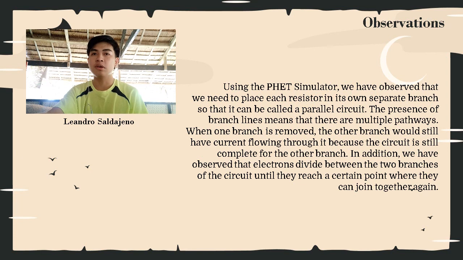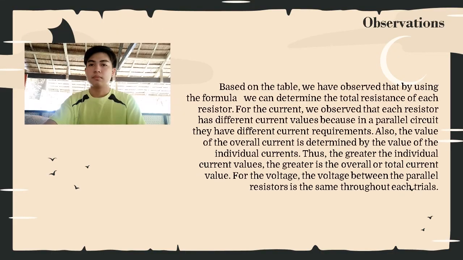In addition, we have observed that the electrons divide between two branches of the circuit until they reach a certain point where they can join together again. Based on the table, we have observed that by using the formula 1 over the total resistance equals 1 over resistance 1 plus 1 over resistance 2, we can determine the total resistance of each resistor.